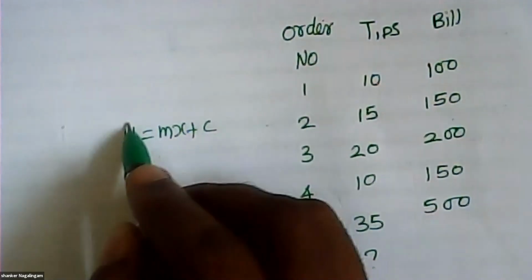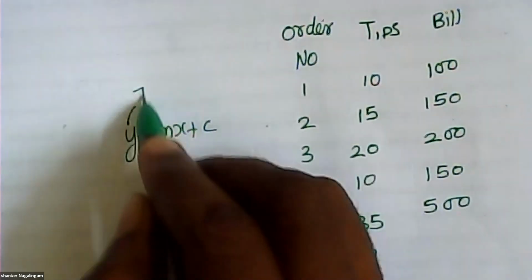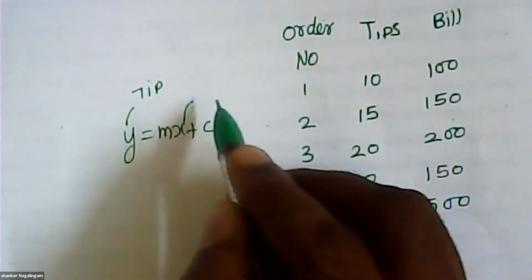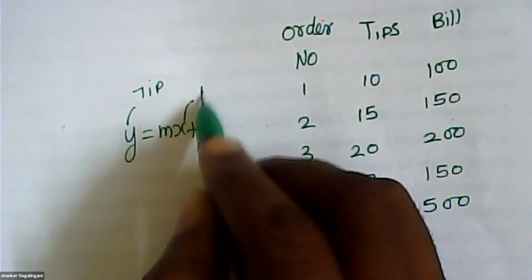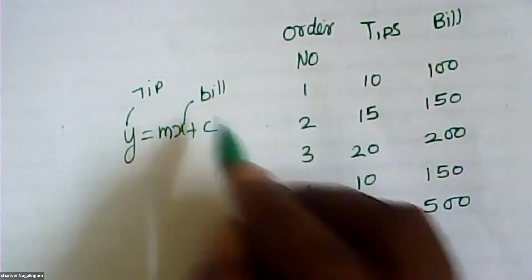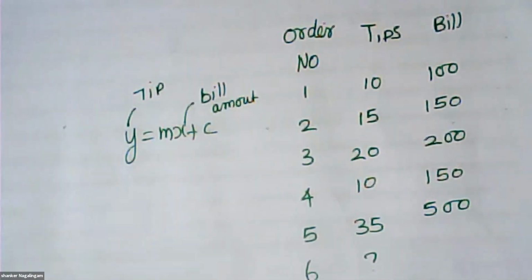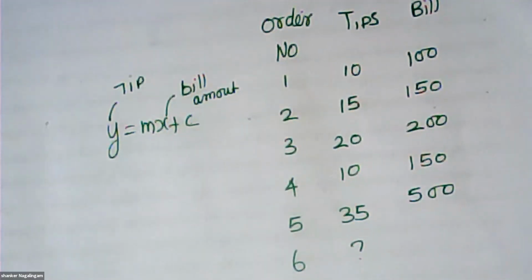Now, y, as I have given, is your tip amount, and x is your order or bill amount. It is your bill amount, and c is your constant.